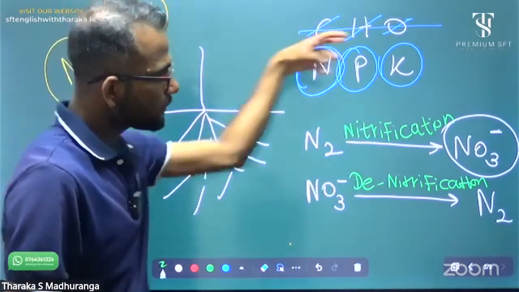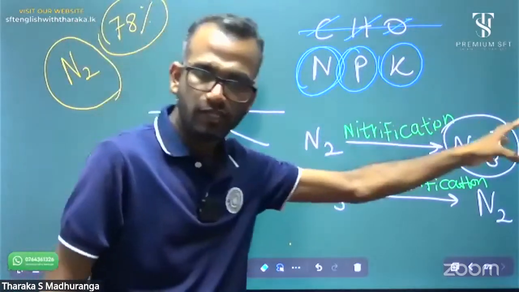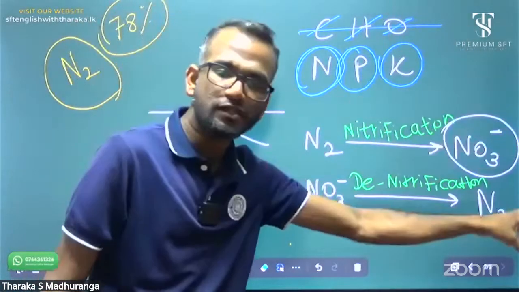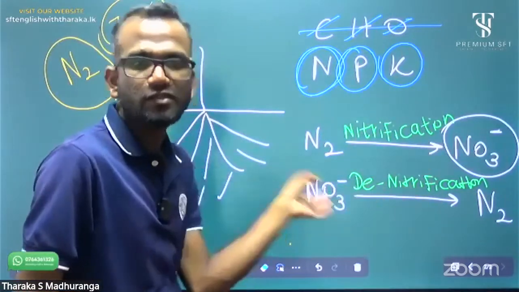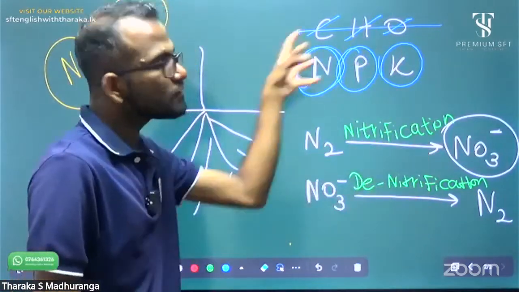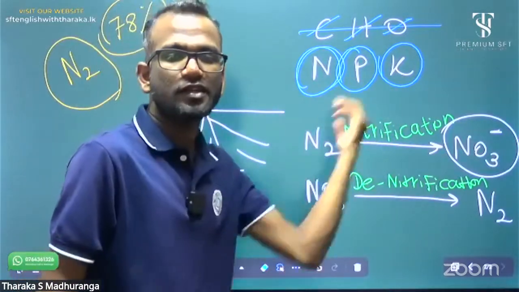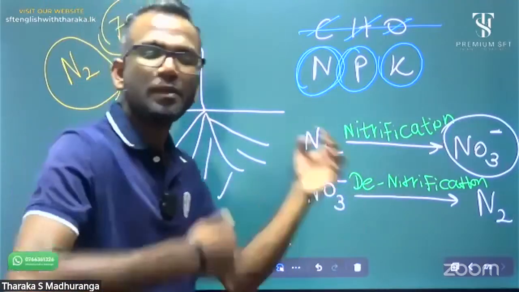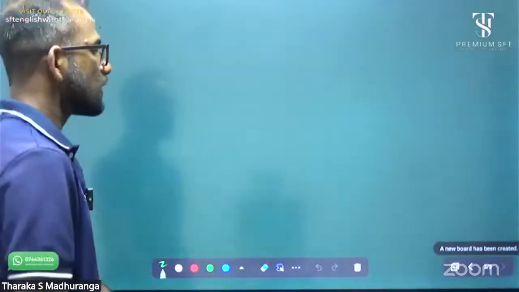Nitrification and denitrification. In aerobic conditions, nitrogen is converted to nitrate; in anaerobic conditions, nitrate is converted to nitrogen. It's a balanced system. That's why the nitrogen cycle keeps flowing: nitrogen into nitrate, nitrate into nitrogen, nitrogen into nitrate. That's a balanced system, right? That's the nitrogen cycle.